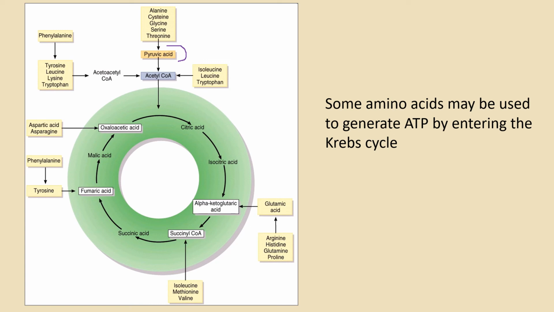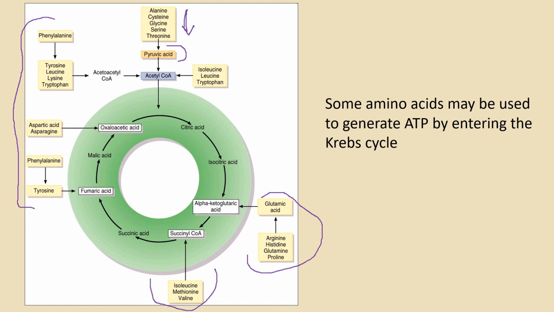Certain amino acids, all of the words in these light yellow tan boxes, are individual amino acids. Some amino acids can be converted into pyruvate and then get converted into acetyl-CoA, and enter the Krebs cycle. Other amino acids can enter the Krebs cycle at different points. The purpose of entering the Krebs cycle is to serve as an energy source to support the electron transport chain.